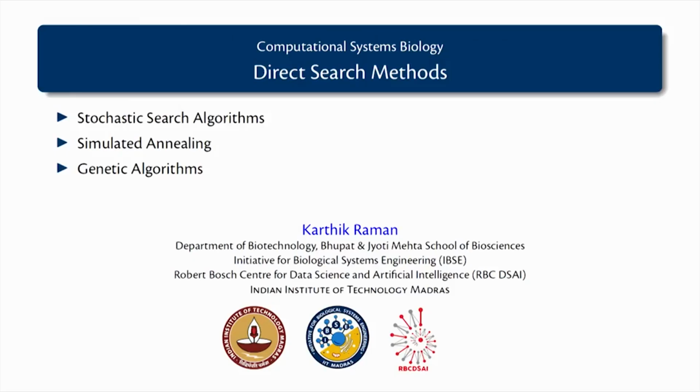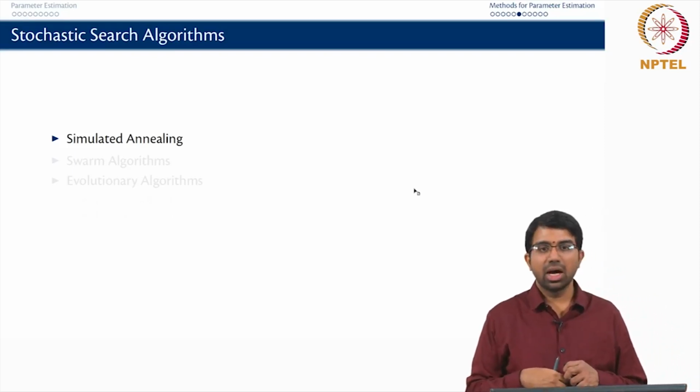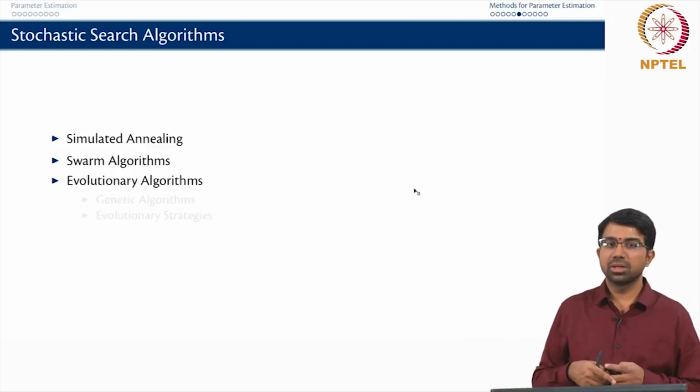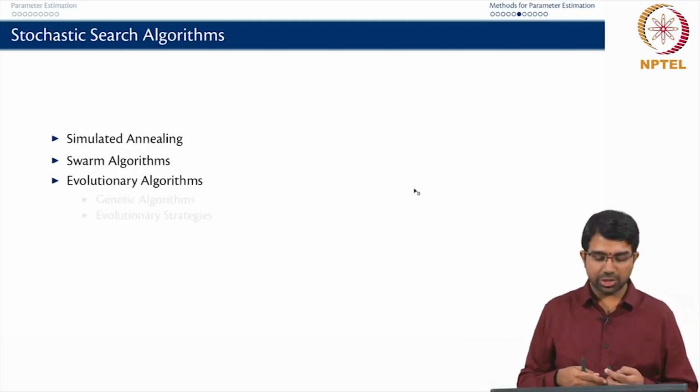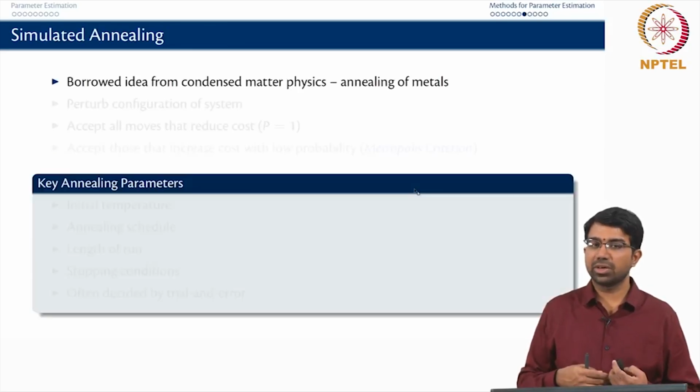In this video, we will overview some of the direct search methods that are used for parameter estimation or for any optimization problem in general. We will look at stochastic search algorithms, what stochastic search algorithms are, and two classic algorithms, namely simulated annealing and genetic algorithms. So, the classic stochastic search algorithms some of you may have heard of are simulated annealing.